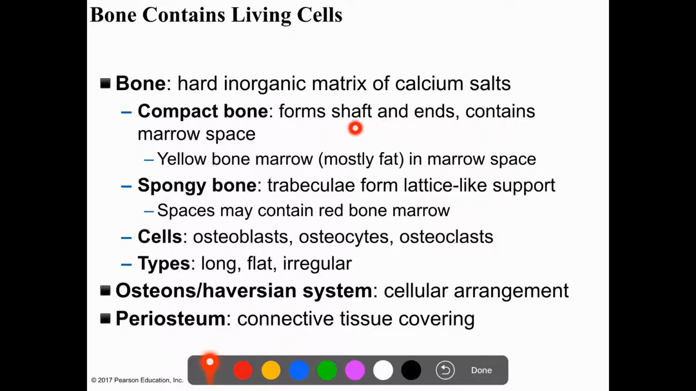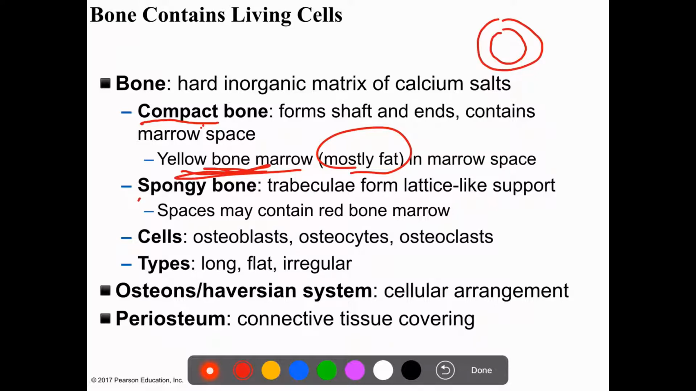Compact bone forms the shaft and the ends and it contains a marrow space. So inside it, there is a hollow, there is a tunnel. And that tunnel is filled in adults with yellow bone marrow, which is mostly fat. Okay? Now, if you are looking at any bone from its outer surface, what you are looking at is compact bone. That smooth surface of the bone is made out of compact bone.